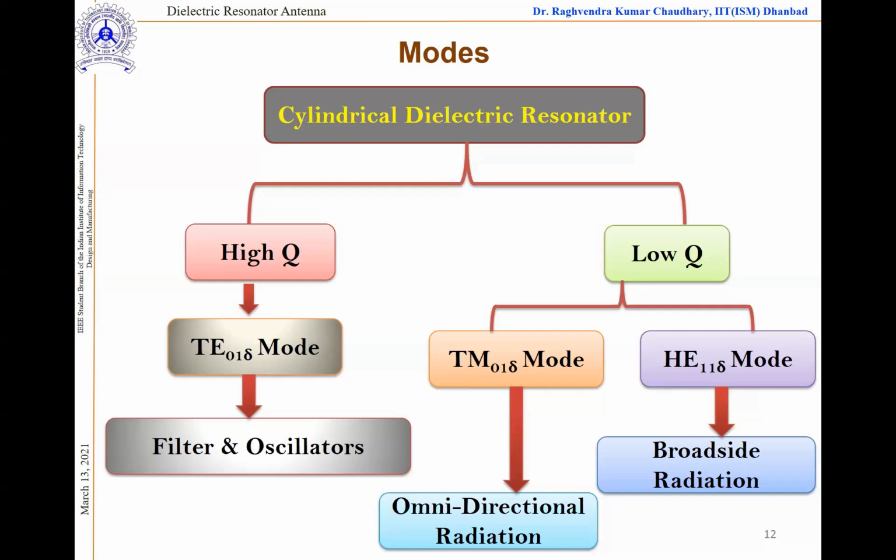Whereas for the low Q, these are the TM01δ and HE11δ modes. These are the two modes, and the TM01δ mode offers you the omnidirectional radiation pattern, and the HE11δ mode offers you the broadside radiation. I'll show you these things. So now this thing is clear that we have to stick to the TM01δ or HE11δ.